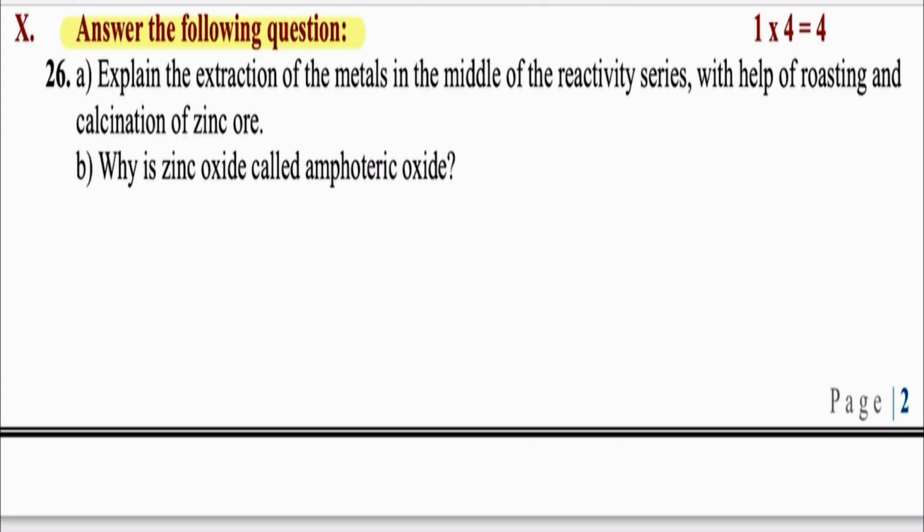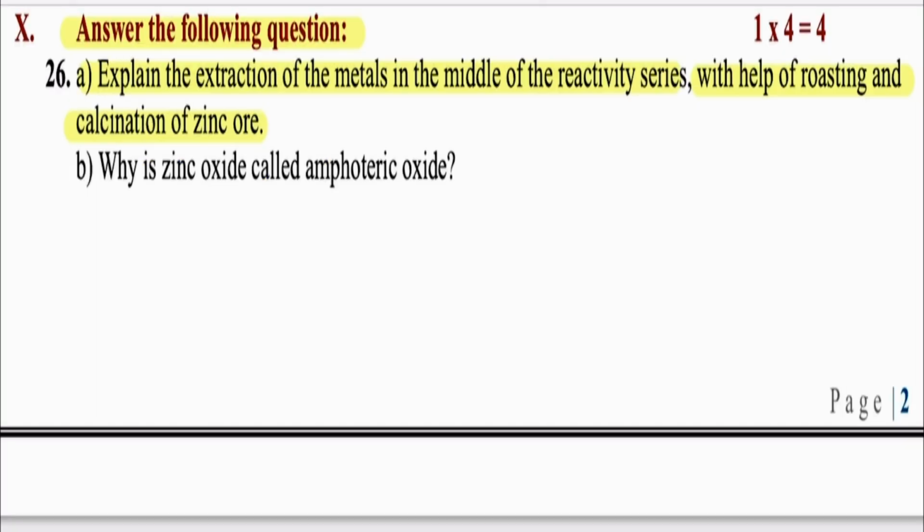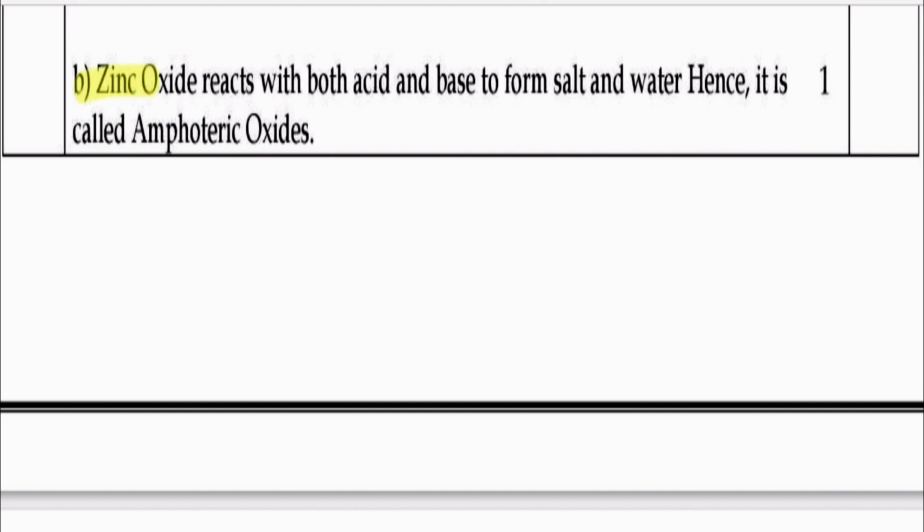Question number 26. Explain the extraction of metals in the middle of the reactivity series with the help of roasting and calcination of zinc ore. Sulfide ore of zinc is converted to oxide by roasting, and carbonates are converted to oxides by calcination. The metal oxides are then reduced by coke or carbon to get pure metals. Next, question B. Why is zinc oxide called an amphoteric oxide? Zinc oxide reacts with both acid and base to form a salt and water. Hence, it is called an amphoteric oxide.